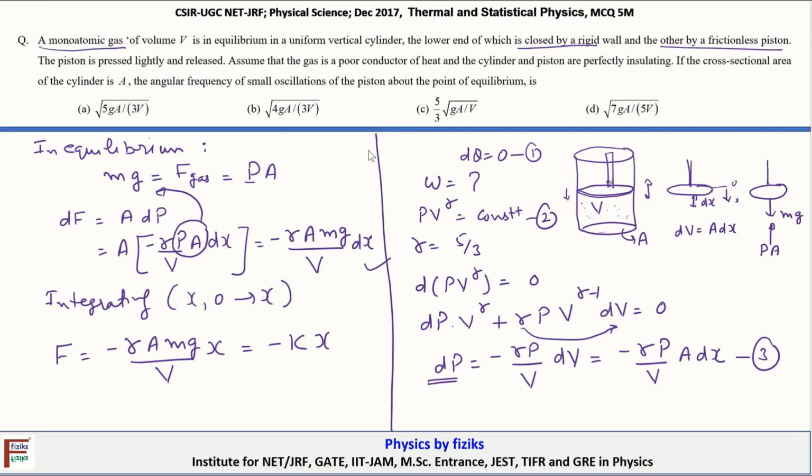So let me check which option is the correct one. So this is option A basically. Okay, so 5 gA by 3V.